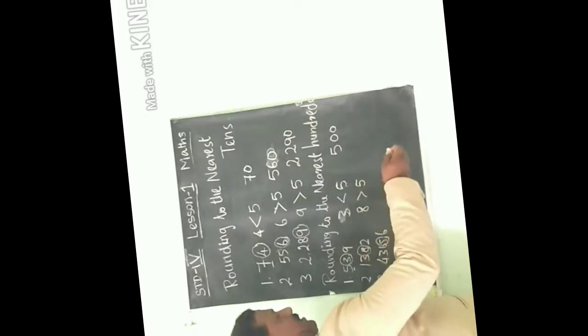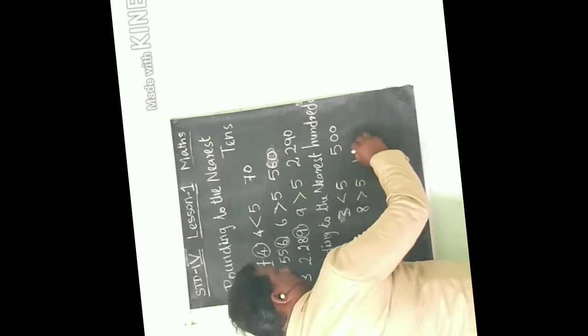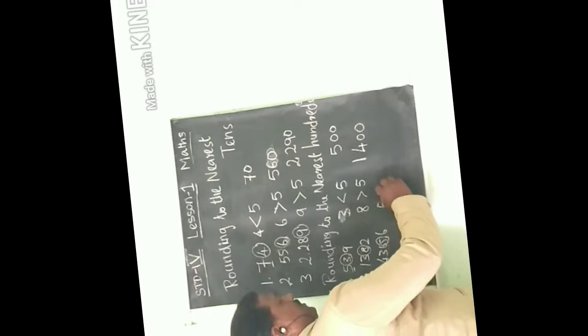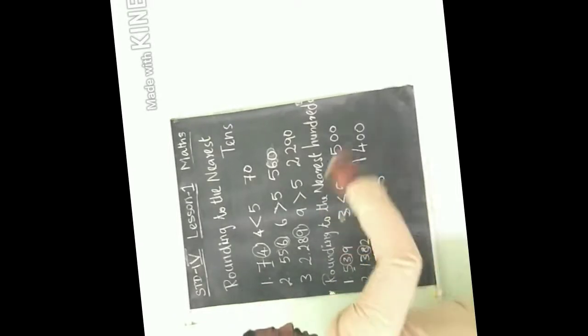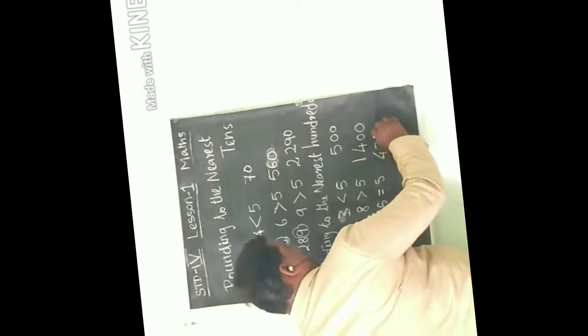So we have to take the right side number. Now you have to take the 100, the nearest 100. The nearest 100 is 5, so 5 is equal to 5. Equal, so we always have to take the right side. So 43,700. Okay, this is the way we round the numbers.